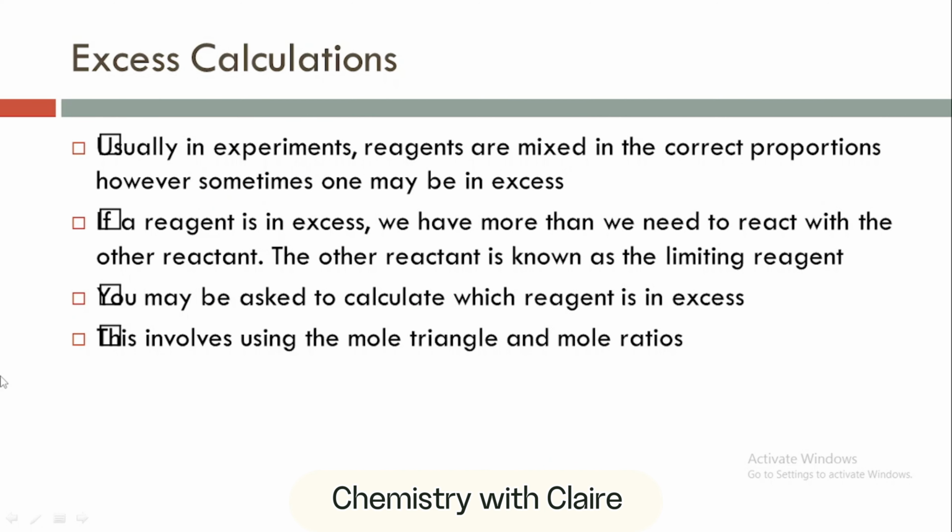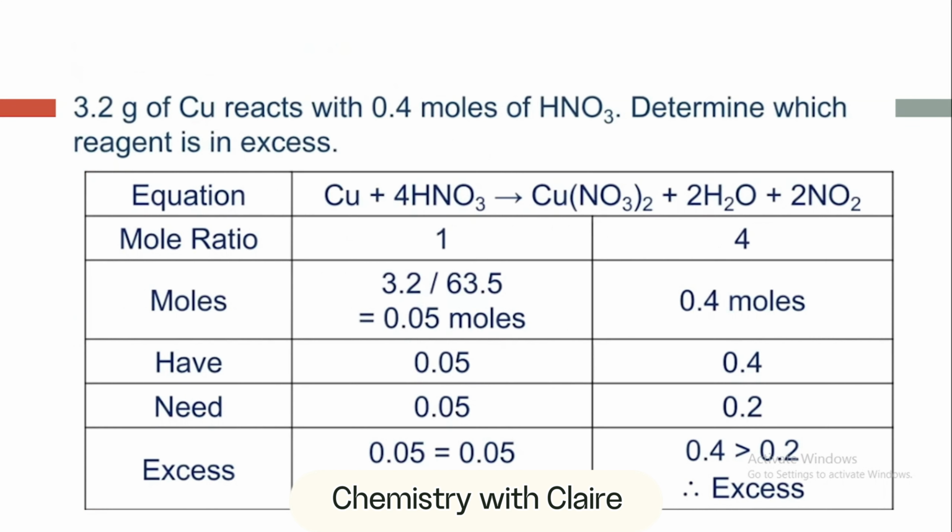Next thing that you need to know, excess calculation. This means that if 2 reagents are given and you have to find which one was in excess and which one was the limiting reagent. So here also you have to follow a few steps. This is a very systematic way of doing these kind of calculations.